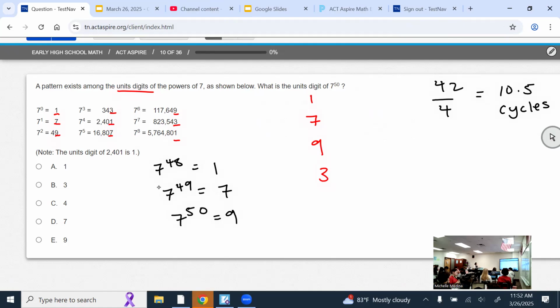Is the right answer E? Yes. Okay, so that's how you can make sure about cycles. We'll start at like 48, like 10 complete cycles more than this one, and then continue the pattern.